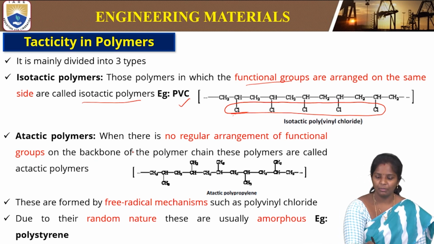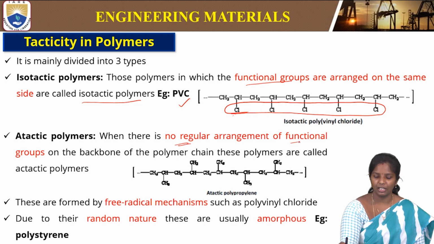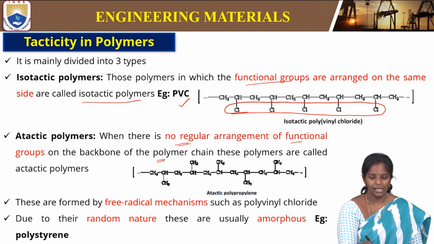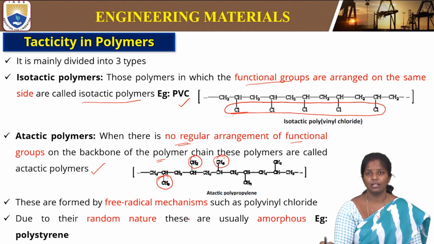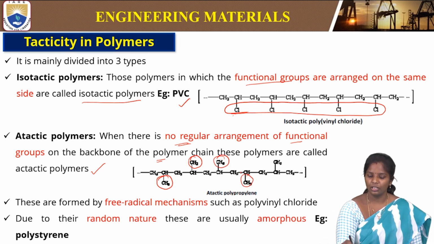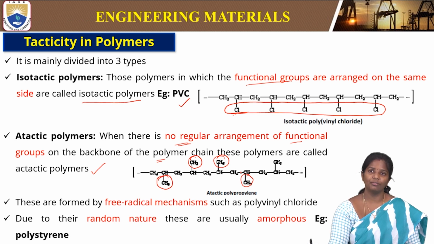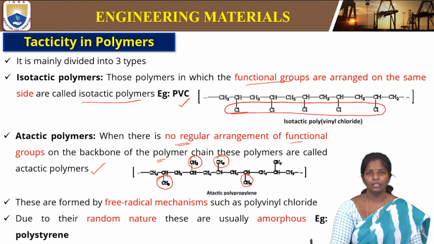Then atactic polymers: there is no regular arrangement of functional groups on the backbone of the polymer chain, and these are called atactic polymers. If we see, one functional group is placed here and the second one alternates here, but the third one is again placed on the same side, then the fourth one here. So there is no regularity in the arrangement of these functional groups. Therefore, it comes under atactic polymers.